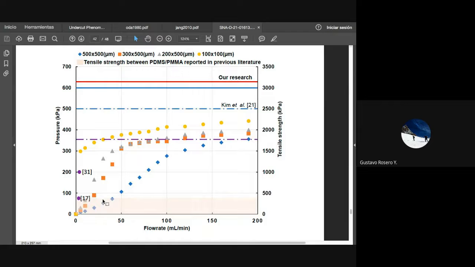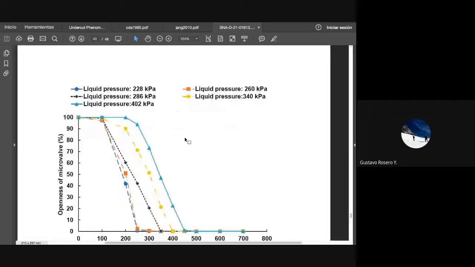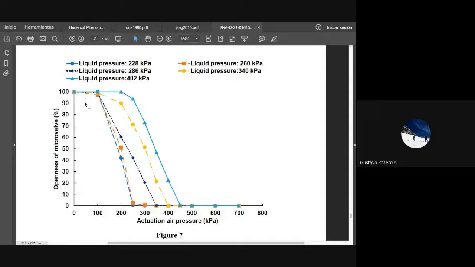This is the flow rate they use. They use a very huge flow rate, and the pressure is also bigger than what we normally use. But it's interesting to see how PDMS is attached to polymethyl methacrylate with chemicals and oxygen plasma. They use different liquids with different densities in order to see if the microvalves function correctly. And this is the actuation air pressure, how it looks. Okay, this is all, thank you.